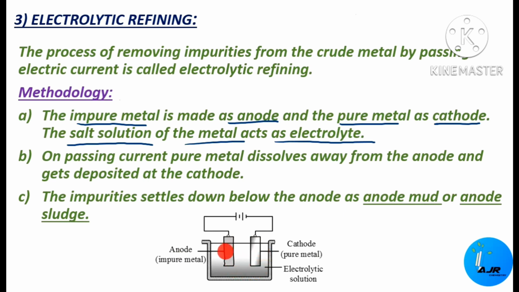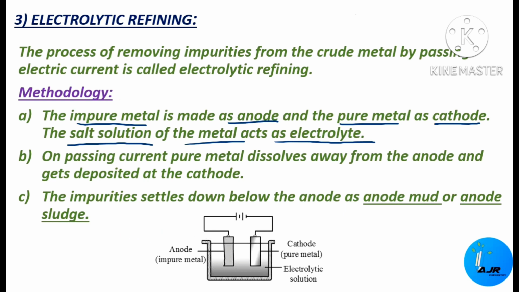Understood? The pure metal from the impure metal will be getting dissolved into the solution and it will be passing on to the cathode and it will be getting deposited on the cathode. Okay. Now what happens to the impurities that are present in the anode? The impurities that are present in the anode will be settling as anode mud here. Okay, it will be settling as anode mud or anode sludge. Understood? So this is understood.